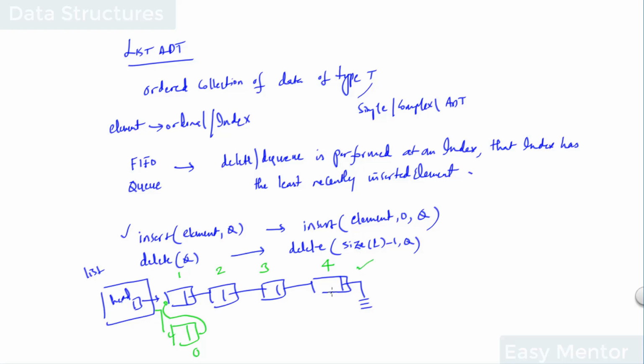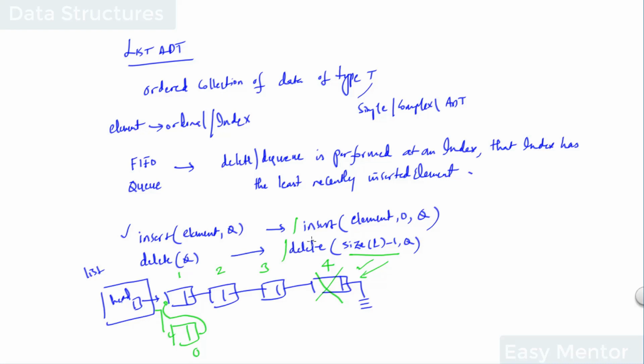So you delete the node at size of list minus 1, which is this. This is the oldest node in the structure. So this is how we try to implement the queue using the ordering of the linked list, and by making sure that we only call the list API operations defined by the list abstract data type, we make sure that we are not dependent on a particular implementation of the list abstract data type.